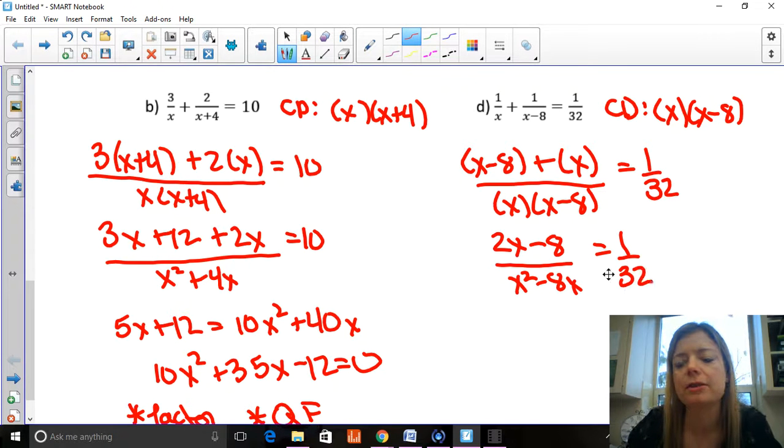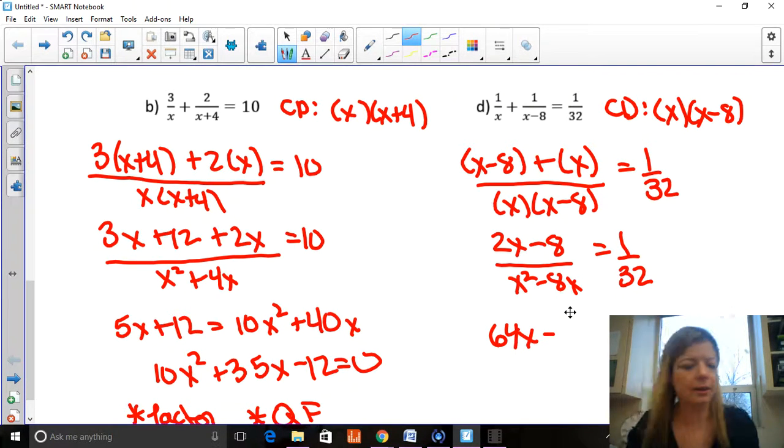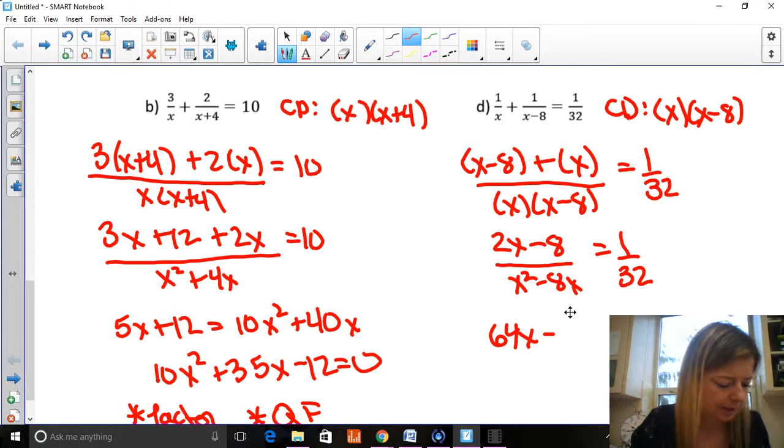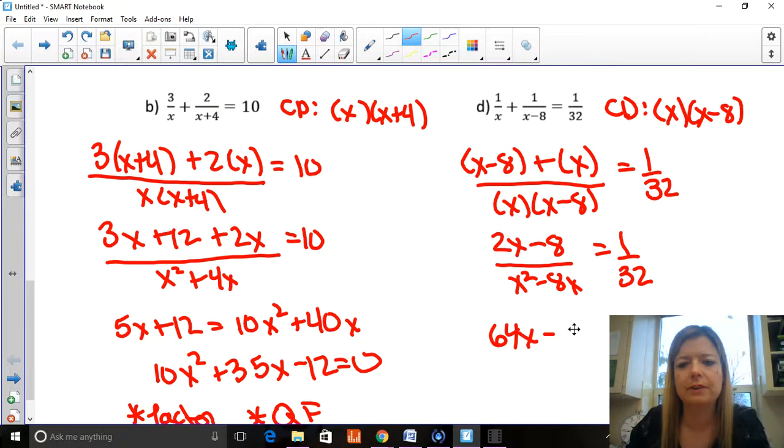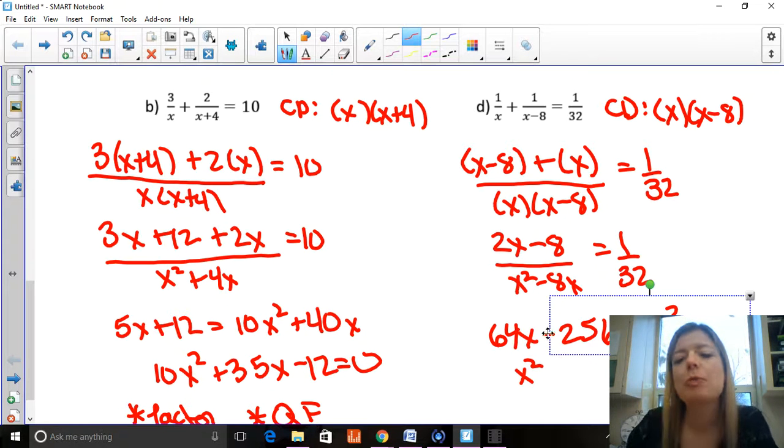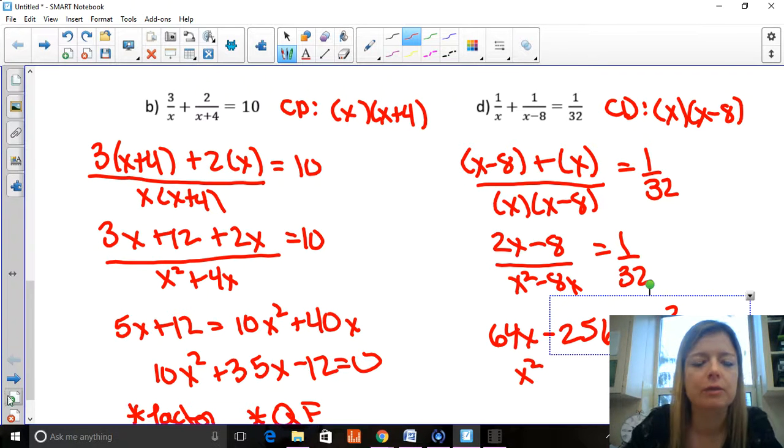Now we cross multiply and solve. So 2 times 32 is 64x minus, I've got to get my calculator here, 8 times 32 is 256, equals x squared minus 8x. So you can rearrange and solve for this. Basically you just need to rearrange that like I did here, and then you'll factor or use the quadratic formula to find your final solutions.